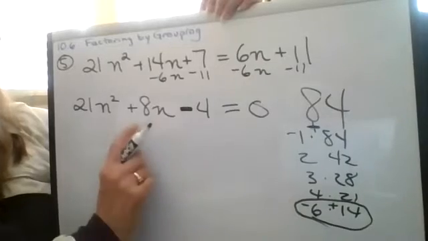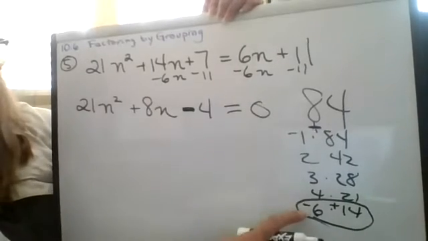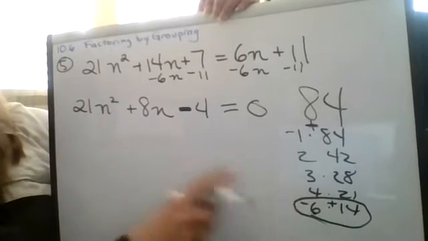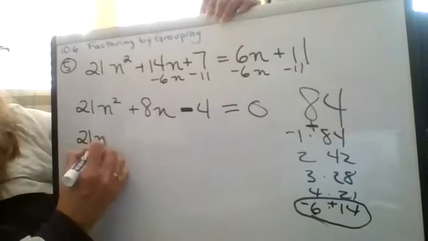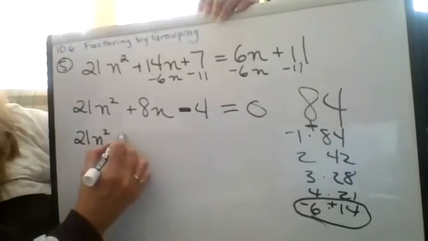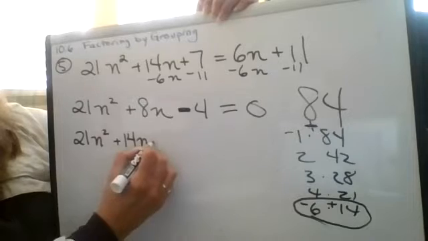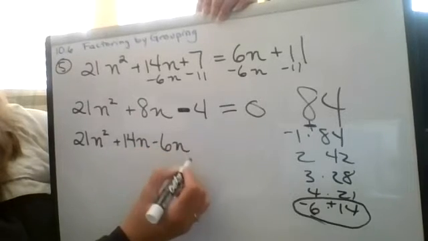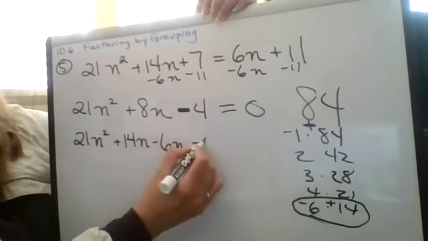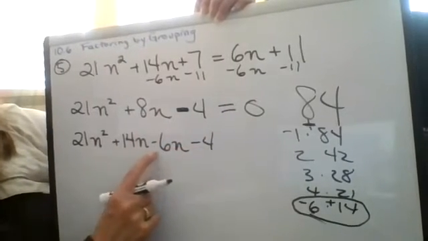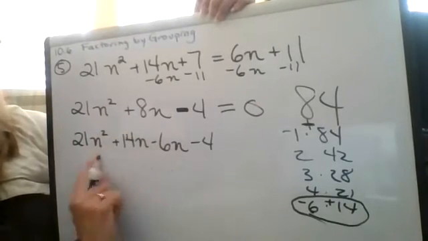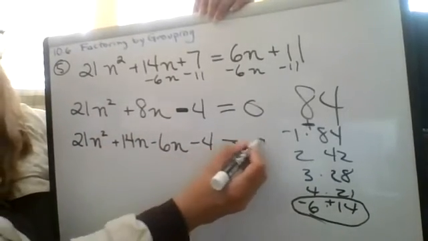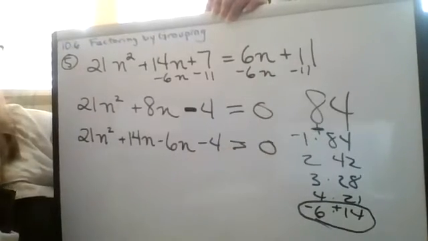Now, again, I don't care which one you put which. In fact, since I've done the 6 on this side, why don't I do the 14 over here so you can just see that? So if I have 21n squared and I say plus 14n minus 6n, and then I have minus 4. So what is 14n minus 6n? Yes, it's equal to 8n. I didn't change anything. This is an equation this time, so it's going to be equal to 0.